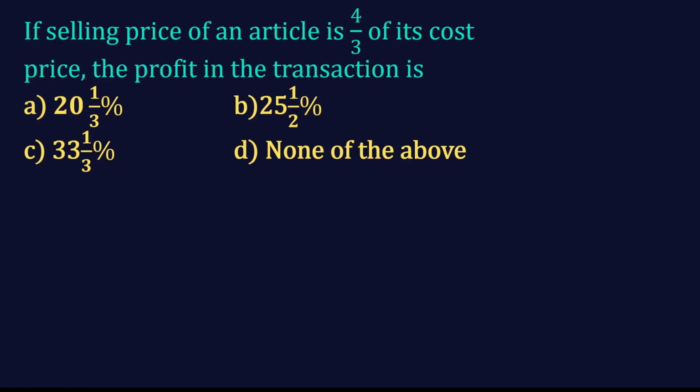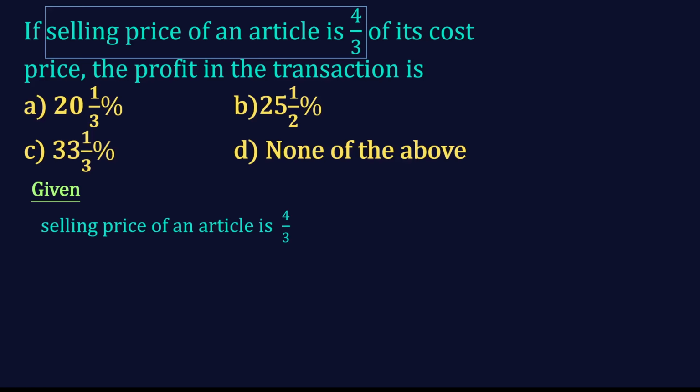If the selling price of an article is 4/3 of its cost price, we need to find the profit in the transaction. Is the profit 20.5%, or 1/3%, or 25.5%, or 33 1/3%, or none of the above? So from the question given, the selling price or the sold price of an article is 4/3 of the actual price or the cost price. So we need to find the profit. How much profit did we make when we sold that article?